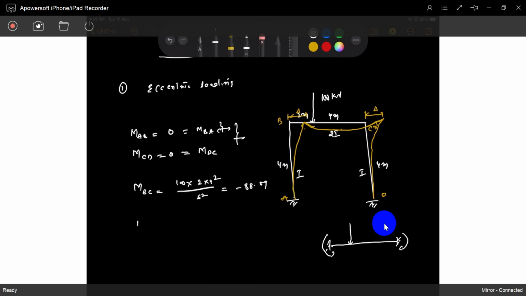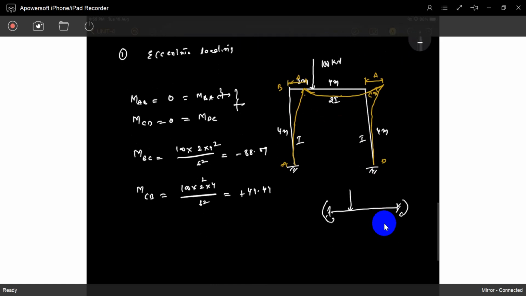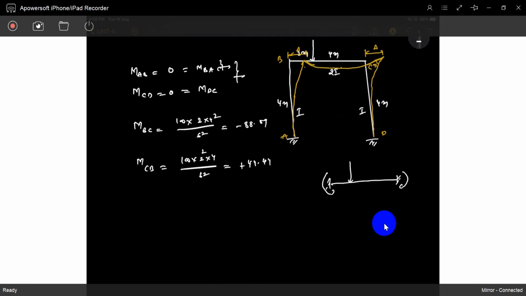Okay. So CB is the same, 100 into 2 square into 4 by 6 square. What is that value? 44.44. This is positive. That's it, those are the fixed end moments. Now we can write down the slope deflection equations directly.